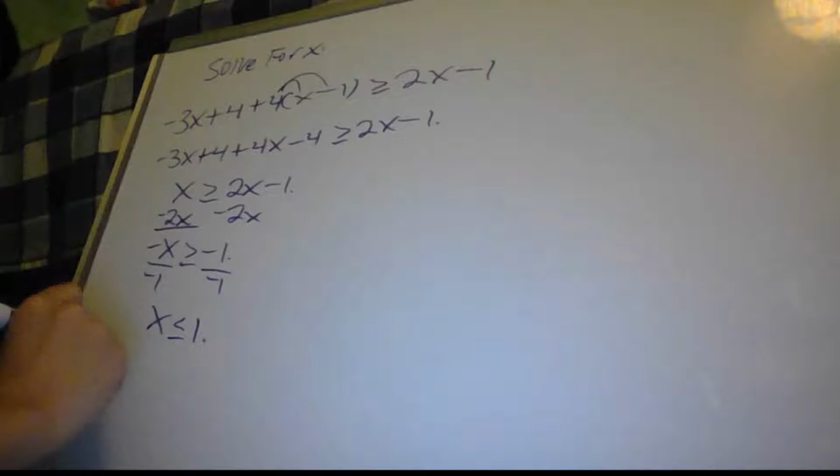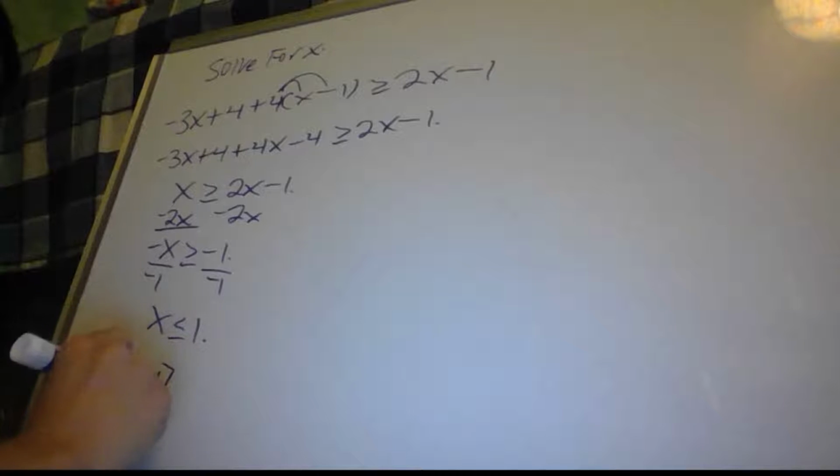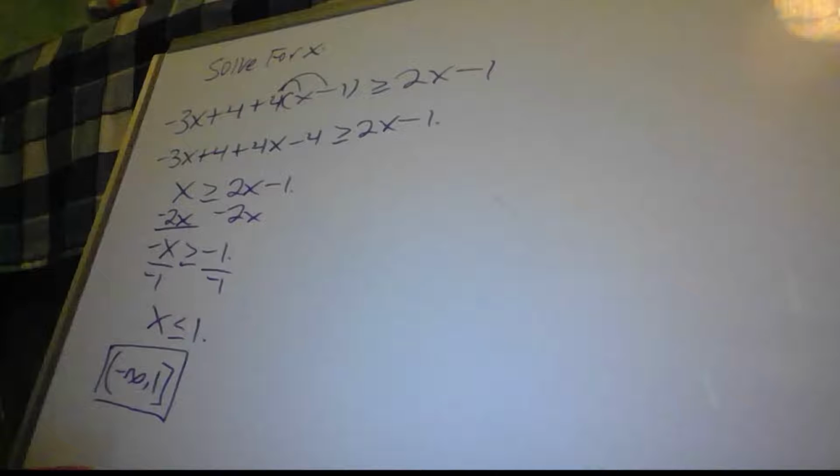So our solution set in interval notation would be negative infinity to positive 1 with a bracket, because that's just how you would do it.